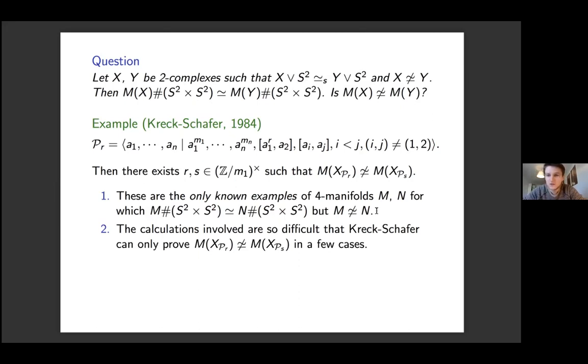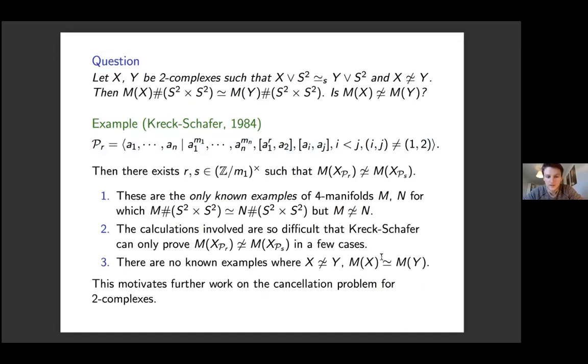In particular, there are many cases of finite abelian groups, of complexes of this form, which aren't homotopy equivalent, but it's not really clear from their results whether or not the corresponding 4 manifolds are. Okay. And in particular, there are no known examples where X and Y are not homotopy equivalent, but the corresponding 4 manifolds do become homotopy equivalent. So sort of the orthogonal result.